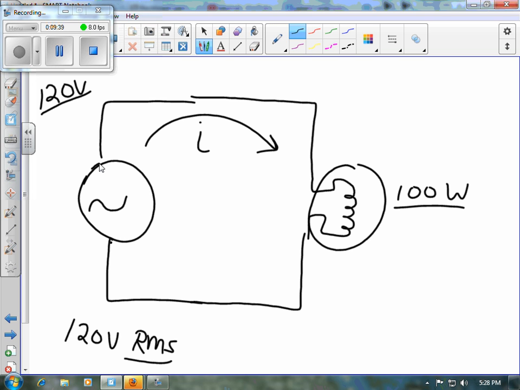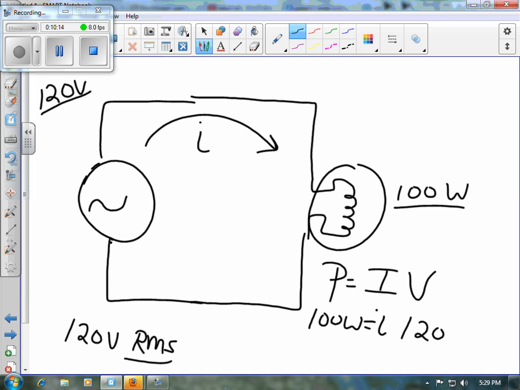How do we figure that out? What was one of the equations for power we could use to figure this out? Not I squared R, since we don't know the resistance, but we do know the power. So we're going to use P equals IV. So 100 watts. What's the current? No, we don't know the current. Sorry, we're trying to find the current. What's the voltage?